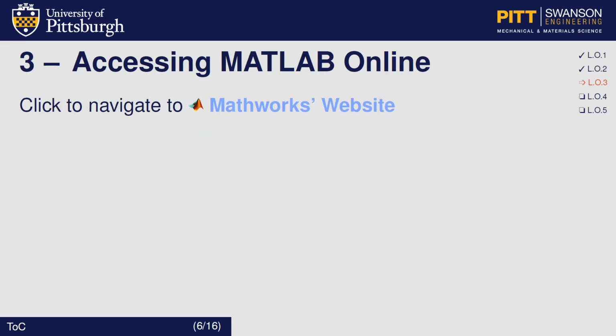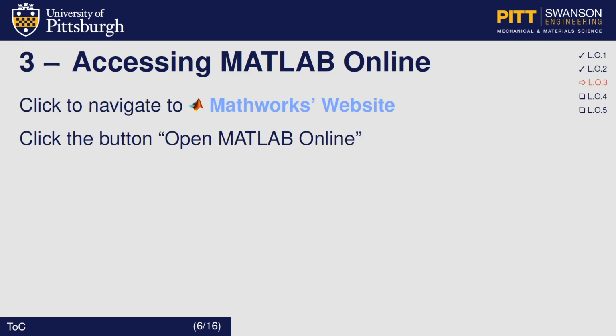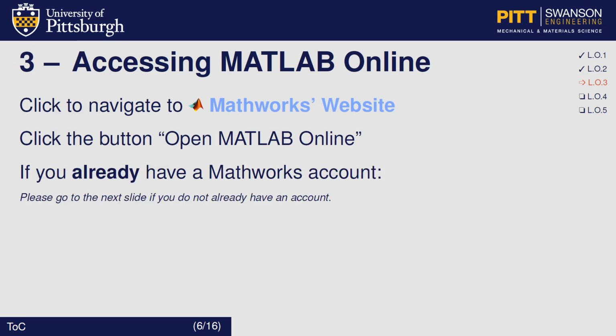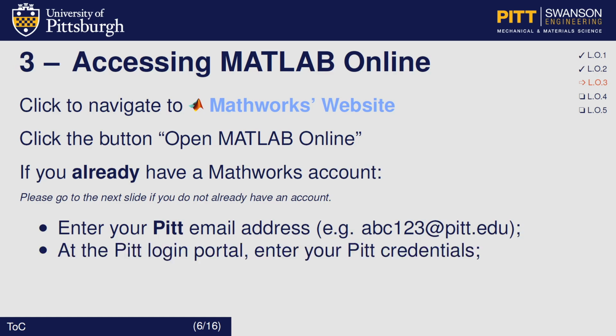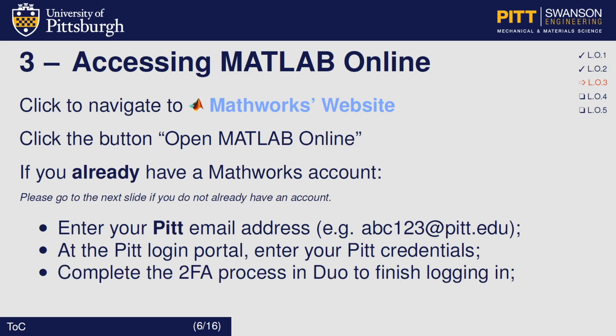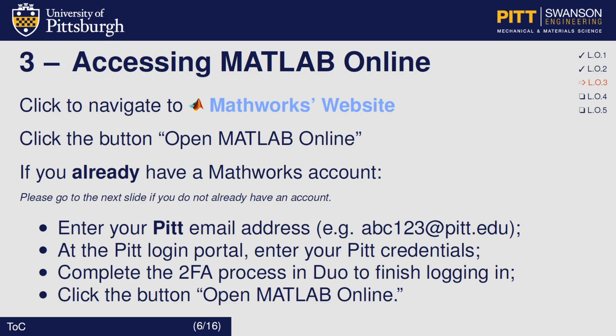Accessing MATLAB Online, start by clicking the link at the top of this page. It will take you to MathWorks' website. On the landing page, click the button Open MATLAB Online. If you already have a MathWorks account, then enter your PIT email address, for example, abc123@pit.edu, and then at the PIT login portal, enter your PIT credentials. Complete the two-factor authentication process in Duo to finish logging in, and finally, click the button Open MATLAB Online.